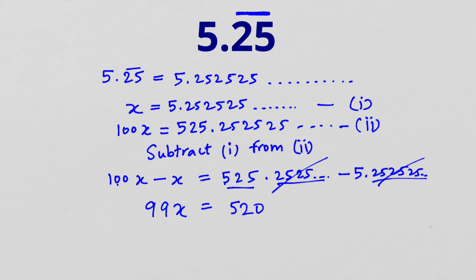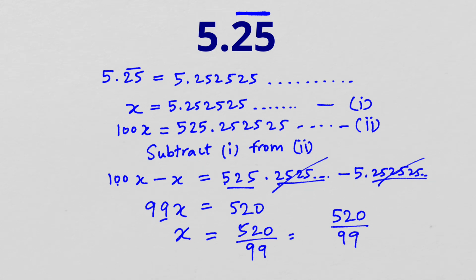Now x will become 520 by 99, as this 99 will be divided on the right hand side, so your answer will be 520 by 99. And this is how you convert a repeating but non-terminating decimal into a fraction. Thank you.